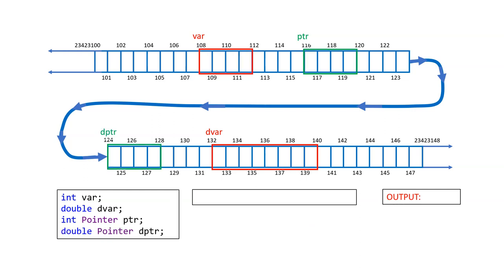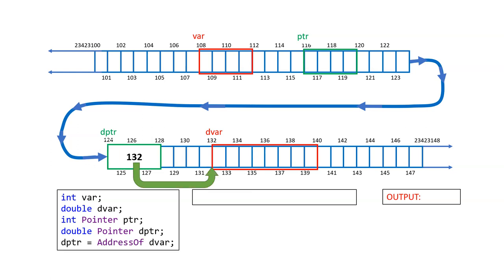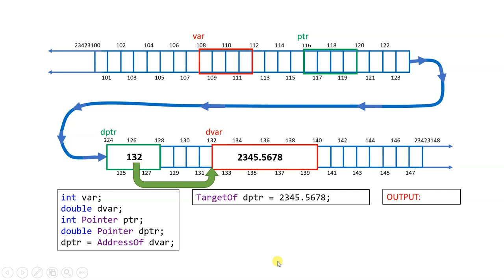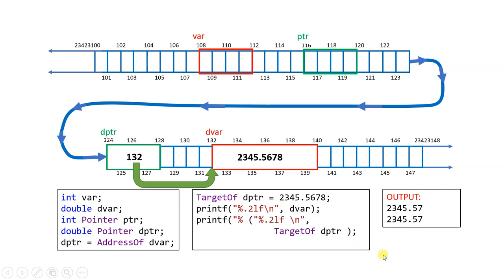And now what I can do is create a double pointer, call it DPTR, whose job is to hold the address of doubles. Now I can say DPTR is equal to address of DVAR, and go through with the rest of the things. Because the type of the pointer is a double pointer, it knows what's sitting at the target is 8 bytes. Therefore, it can put the information in it. And from there, all the good stuff happens exactly as the other one.